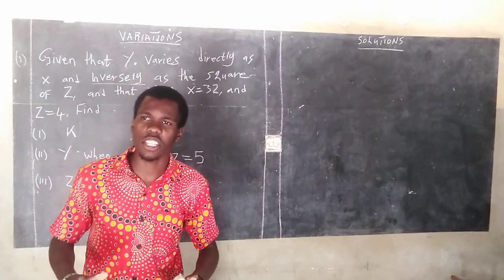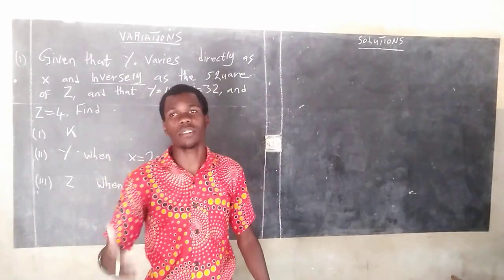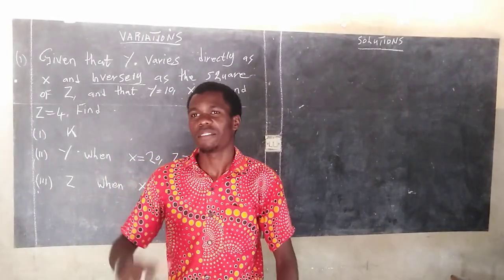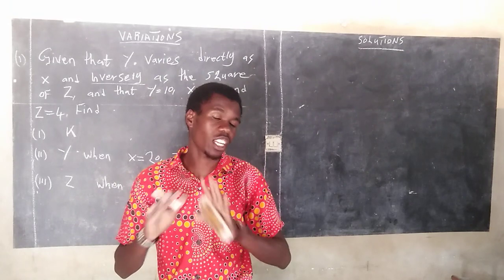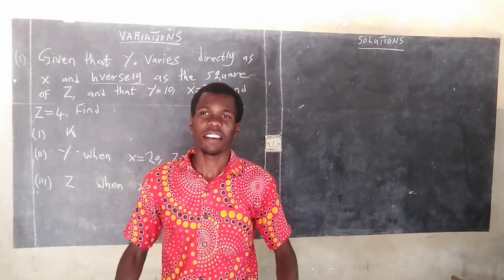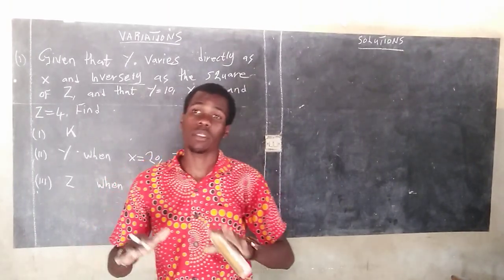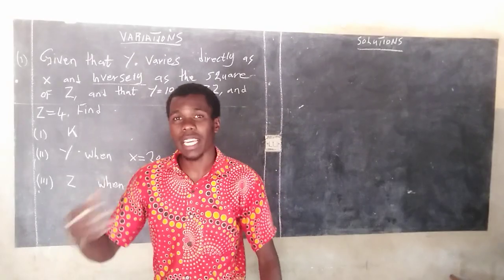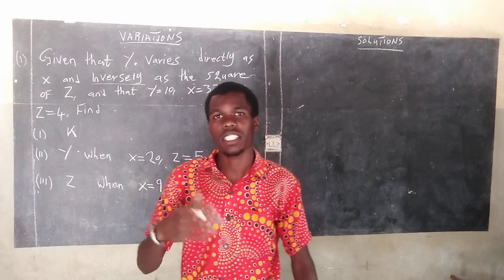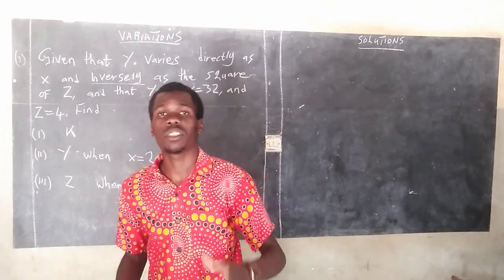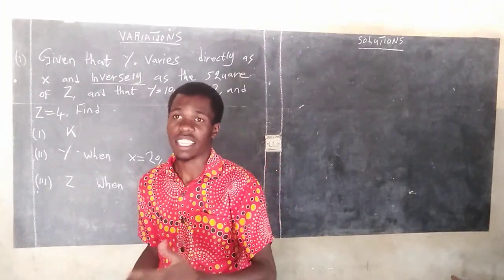Variations come from the word vary, meaning to differ. So variations don't have a specific formula. The formula that you are going to come up with will be based on what the statement is saying. It's like I'm sending you to town: the things that you are going to buy will be based on what I'm going to say.